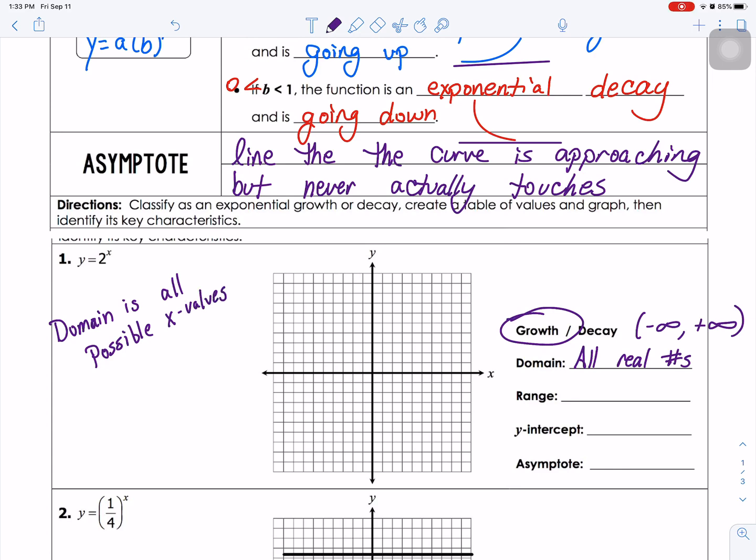Now, if we put a situation here where we were talking time and money, our domain would most likely start at 0, because that would be our starting point. Negative would mean before I actually decided I was going to double your allowance every week. And there's just no value to that, so that's putting constraints on that situation. And our range would be all possible y values.